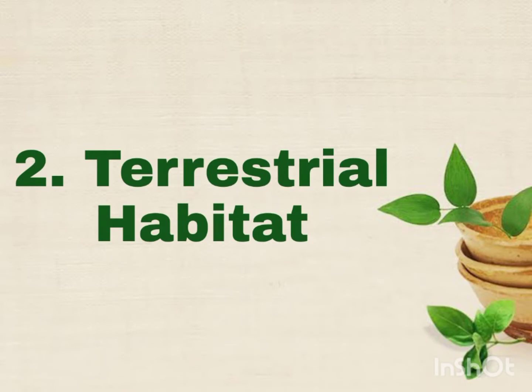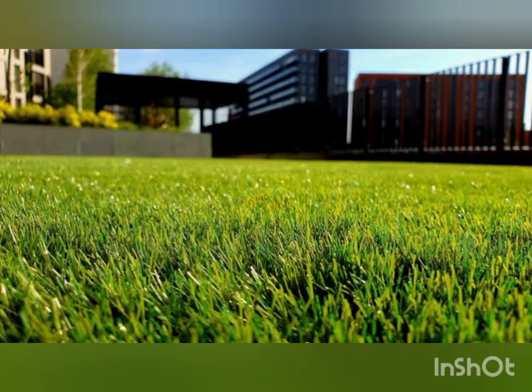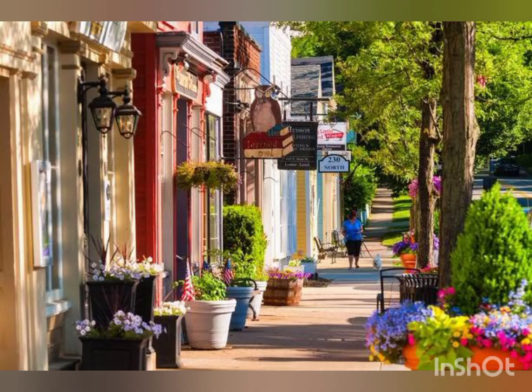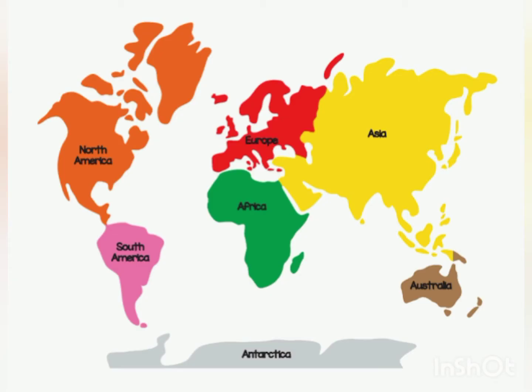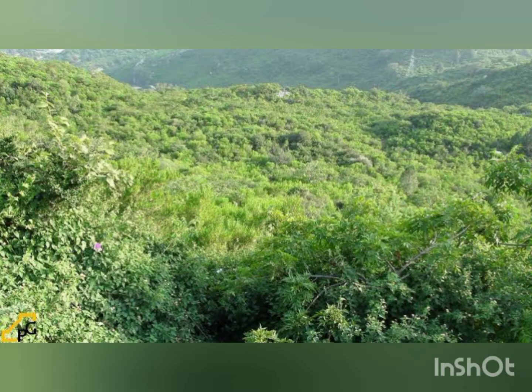The next type of habitat is a terrestrial habitat. Terrestrial habitats are the ones that are found on land, like forest, grassland and desert. It also includes the man-made habitats like farms, towns and cities. They can be as big as a continent or as small as an island. They make up about 28% of the entire world habitat. Examples are evergreen forest and scrub jungle.